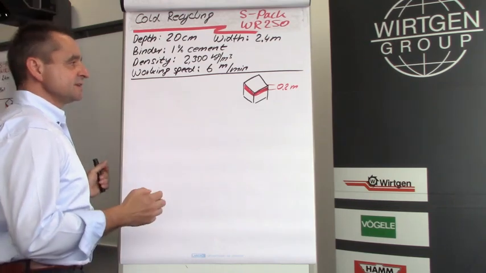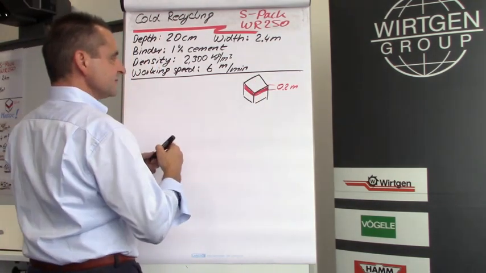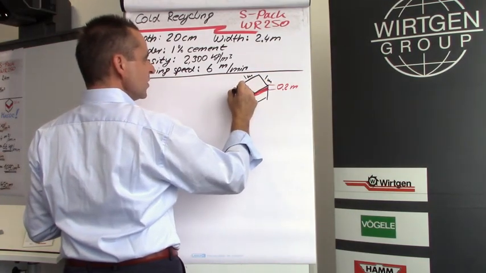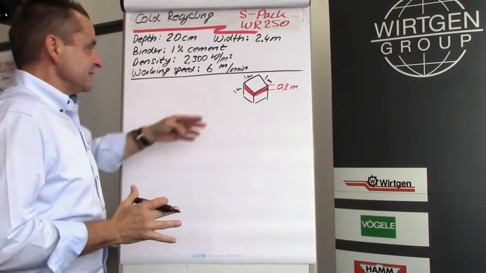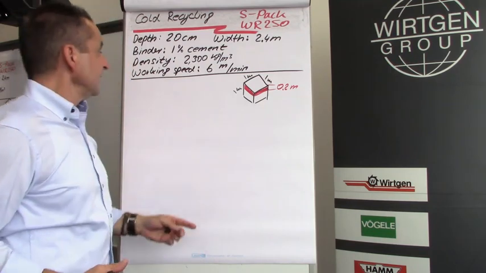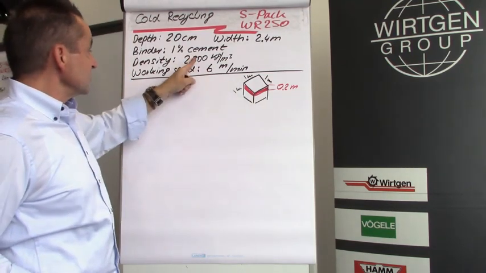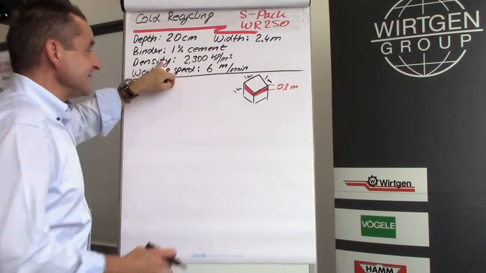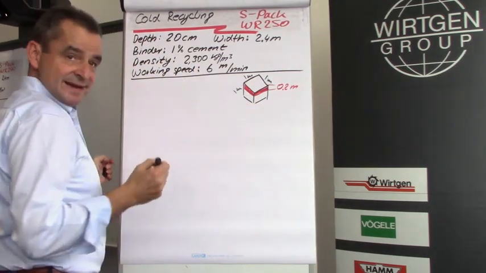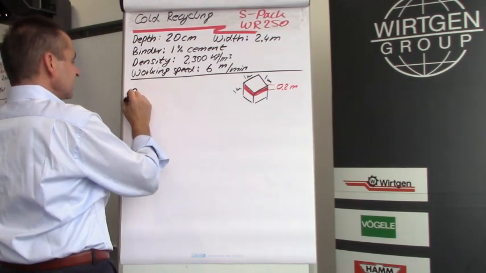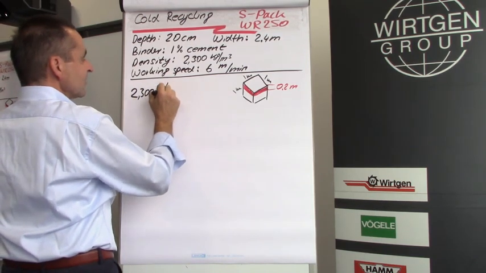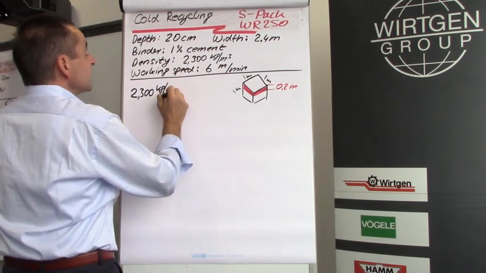As I told you already, first we have to calculate these kilograms per square meter. I think it's easier to understand if you imagine a cube which is 1 meter by 1 meter by 1 meter. This means we have an area of 1 square meter. And you see the relation in between, the density. This means a cube of 1 cubic meter has a weight of 2,300 kilograms. 2,300 kilograms per cubic meter.